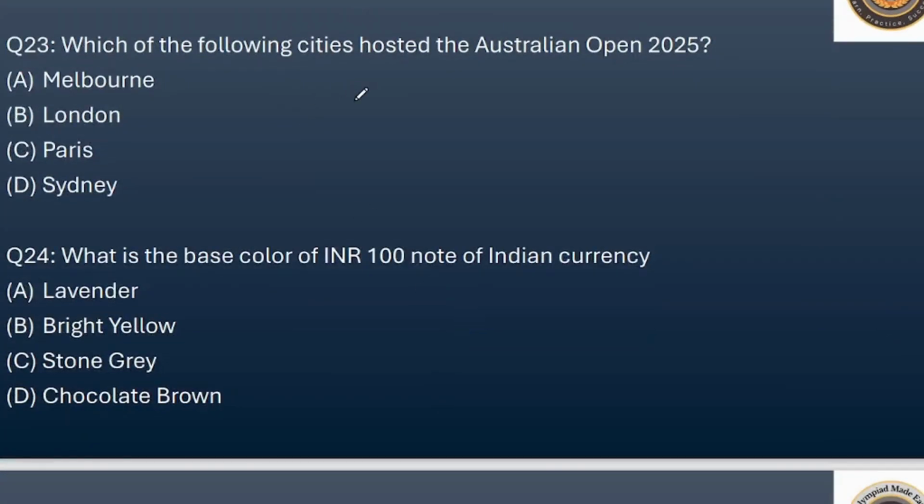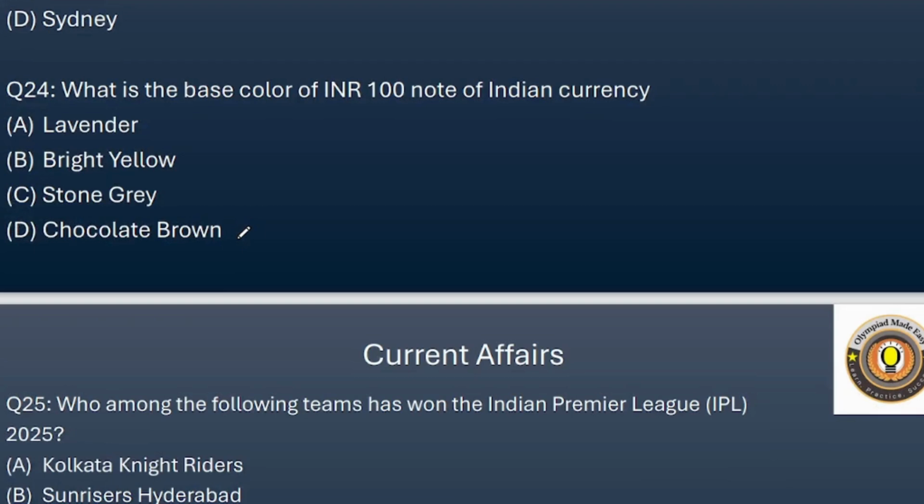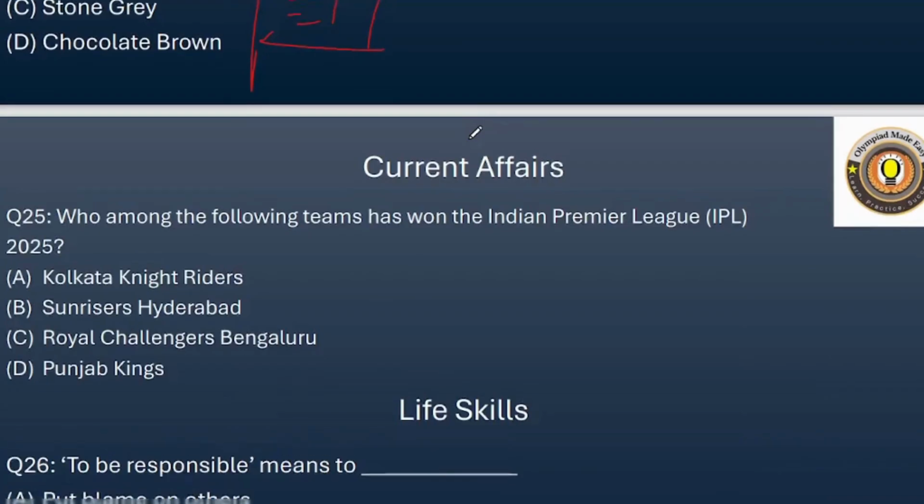Okay. Which of the following cities hosted the Australian Open 2025? Melbourne, Australia. Australian Open 2025, Melbourne. What is the base color of the 100 rupees note of Indian currency? It is lavender. There is a table of all the notes and their colors. You should remember that. You should also ask your parents to show you these currency notes and observe the color of each one.